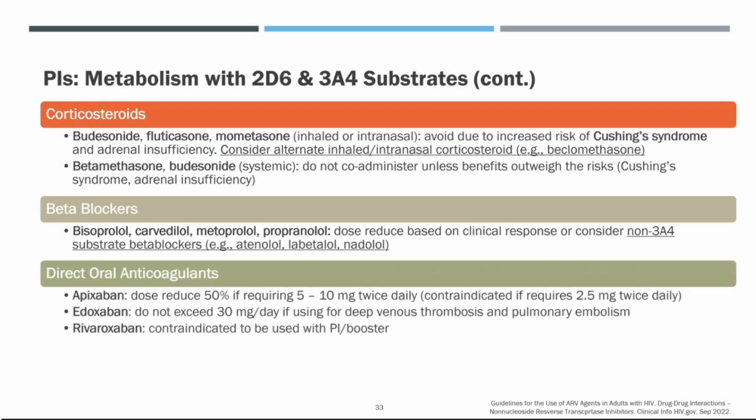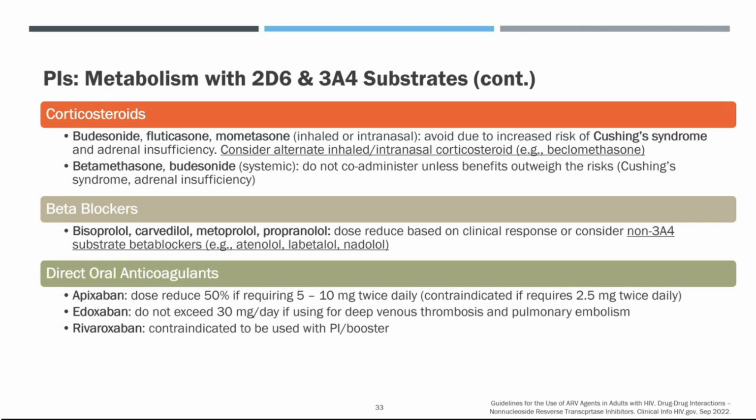And I want to highlight here for the direct oral anticoagulants, for apixaban, make sure to reduce their dose by 50% if the patient is taking either 5 BID or 10 BID for either AFib or DVT. But some patients will be on 2.5 BID for AFib dosing, but in that case, 2.5 BID is the lowest dose possible for apixaban. Therefore, you cannot achieve a 50% reduction. So in that case, it is contraindicated.